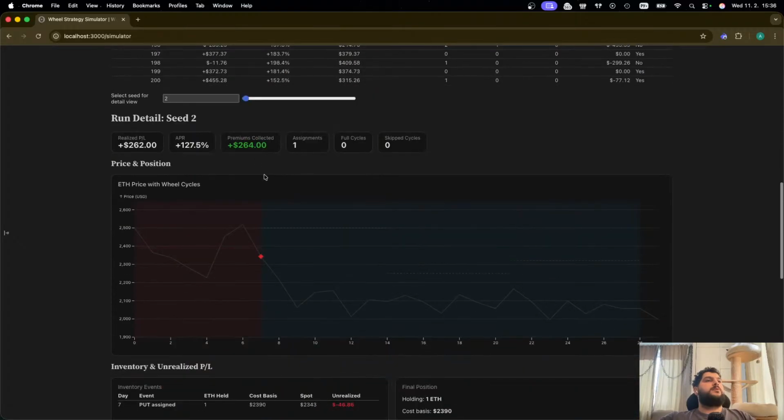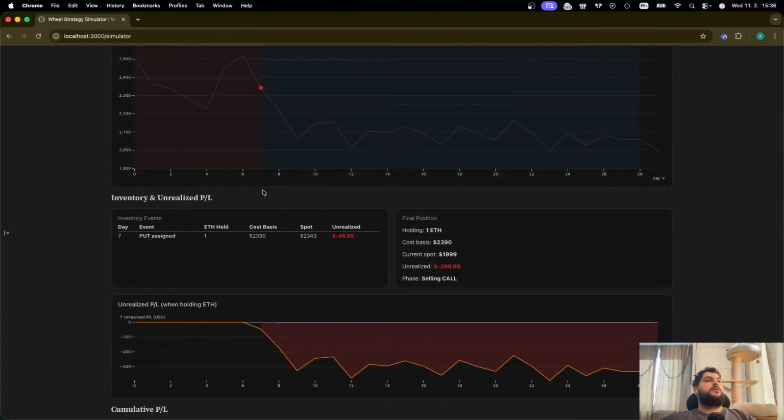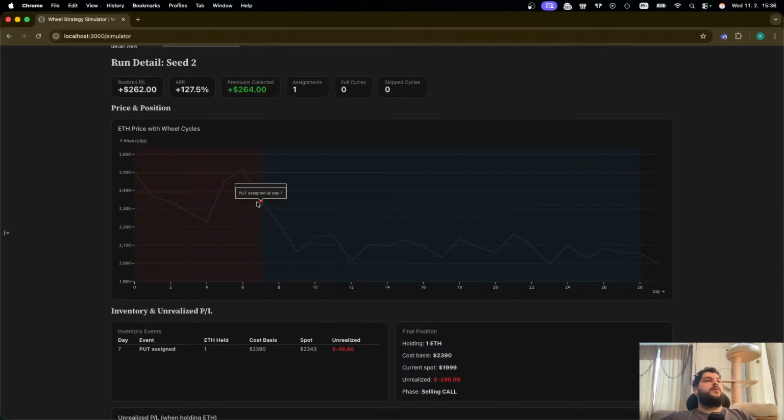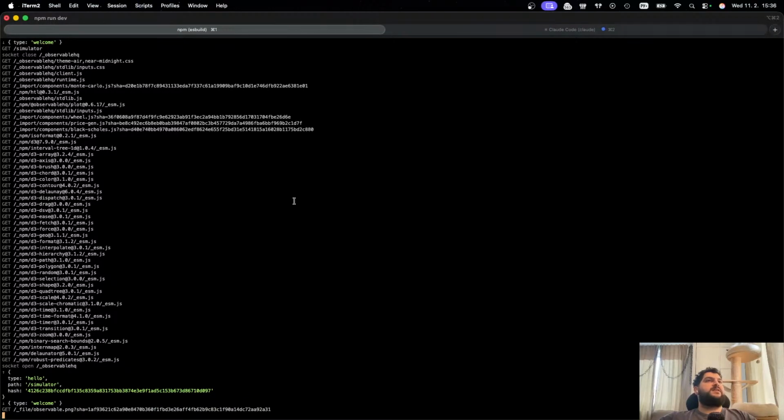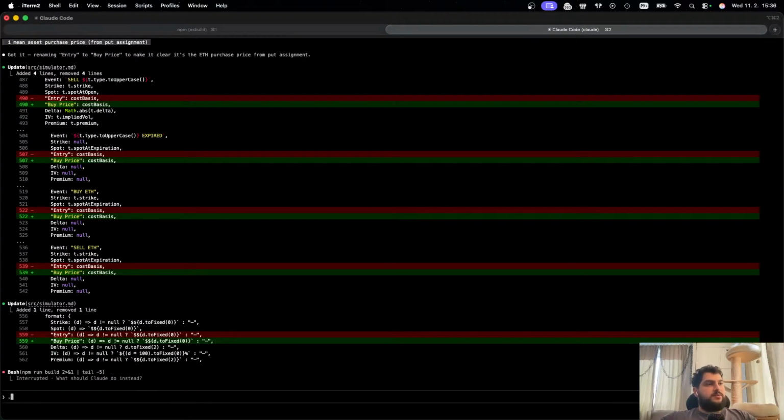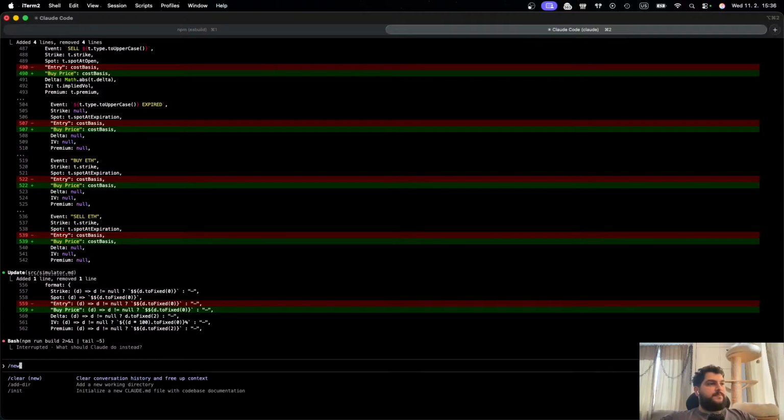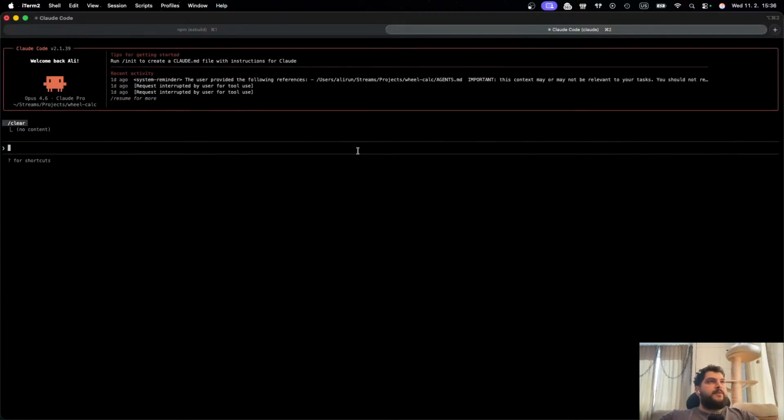Optimization to sell puts better? I think no, because we discussed it last time, but let's run it again. Just I think it will be interesting. Review the wheel strategy and suggest improvements.